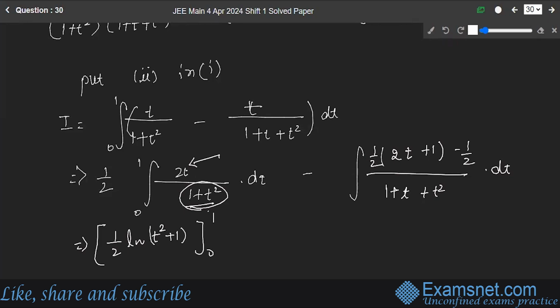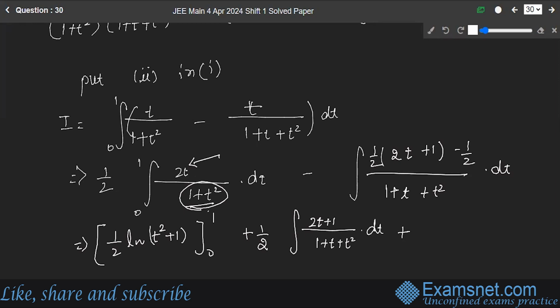Limit 0 to 1, right? And this one will be, yeah, so this will be 1 by 2. I have taken it outside and I can write it like this: 1 by 2 outside, and 2t plus 1 over 1 plus t square into dt.